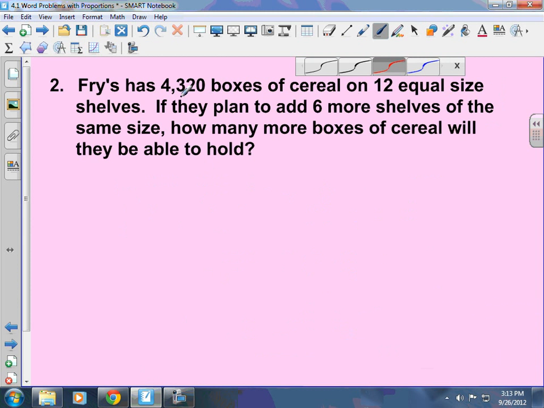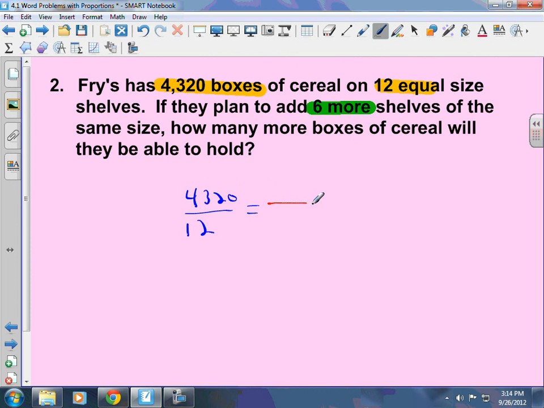Okay, so this is exactly the same. 4,320 boxes on 12 shelves. How many more boxes can they fit if they add 6 more shelves? So I set up my proportion. 4,320 boxes are on 12 shelves. That is my first proportion.